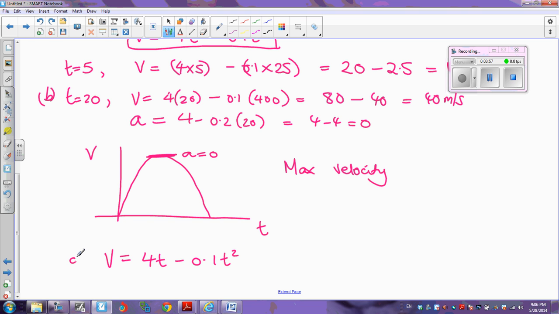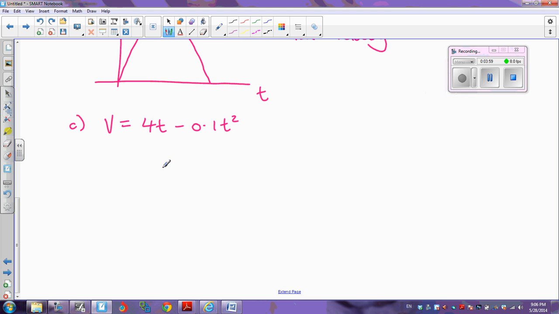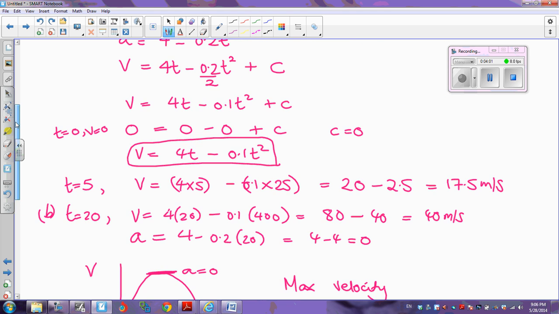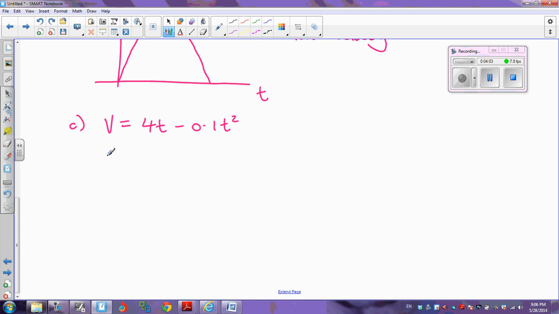And if I now want to work out the displacement, what does it say? Distance travelled, I'm going to have to integrate again. So the distance travelled is going to be the integral. Now this time I want to integrate from 0 to 20, so between those two, 4t minus 0.1t squared. And that's with respect to t. No constant needed there, remember.